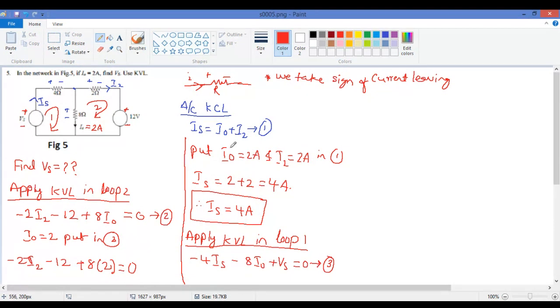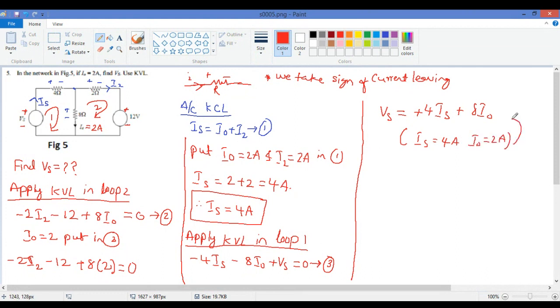So now let us simplify this to get the value of Vs. Equation 3 I am solving. Vs is equal to, I will take all these terms after the equal sign, so minus will become plus. So this will become 4 Is plus 8 I naught. But we know the value of Is is 4, and the value of I naught is 2 ampere. This is given.